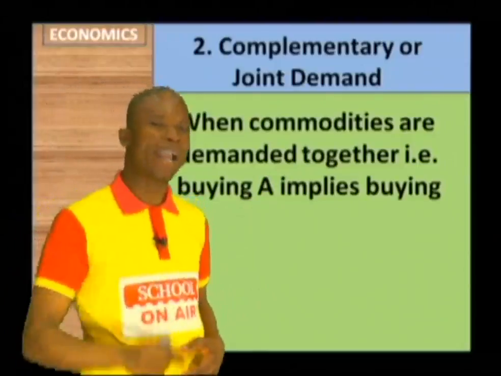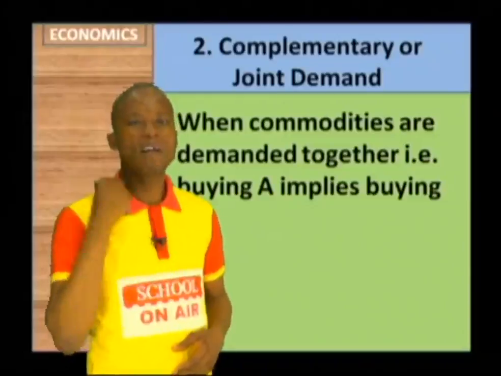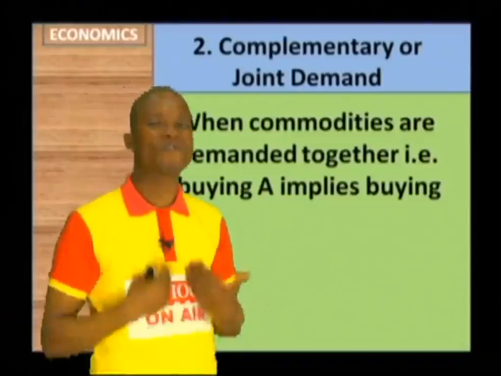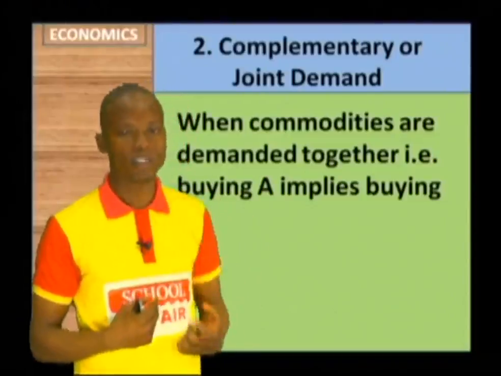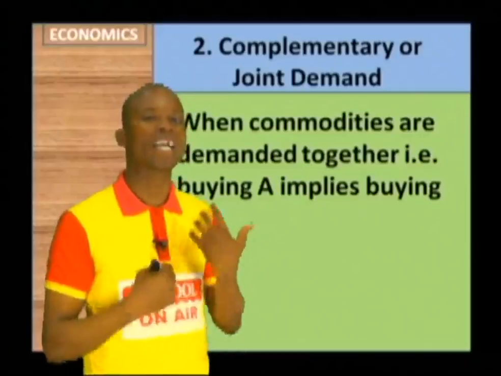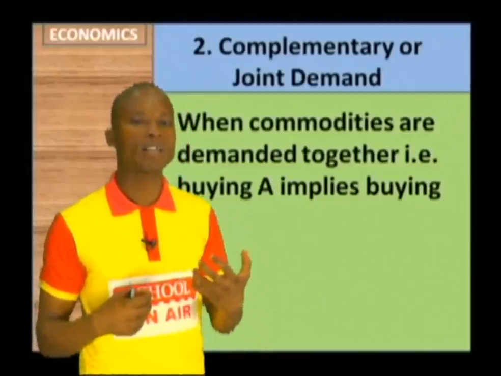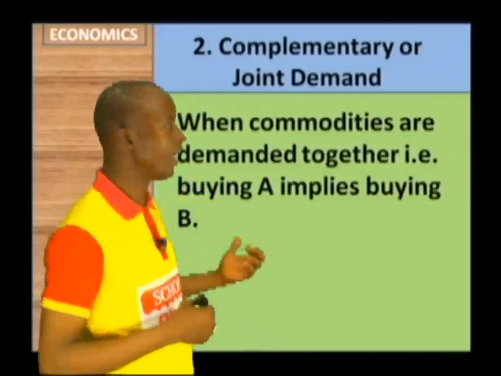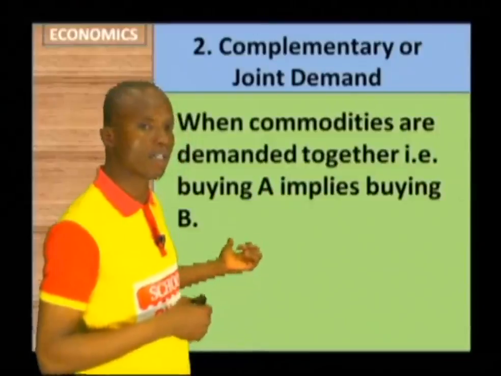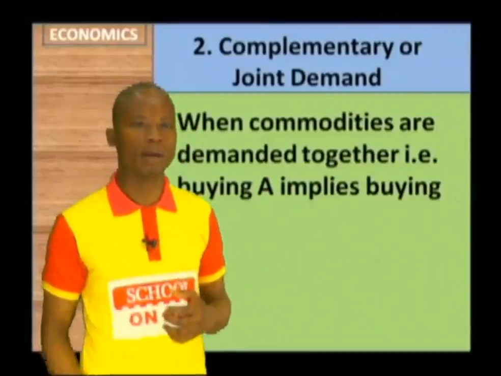The moment you buy a car, it is automatic that you are going to buy fuel to put inside the car, because the car cannot be functional until you fuel it. The moment you buy a stove, it's automatic that you are going to buy kerosene inside of it, because the stove cannot function in the absence of kerosene. So that is what joint or complementary demand is.